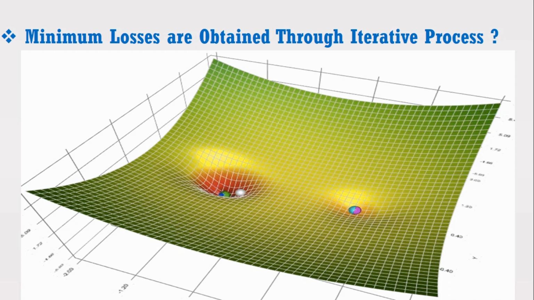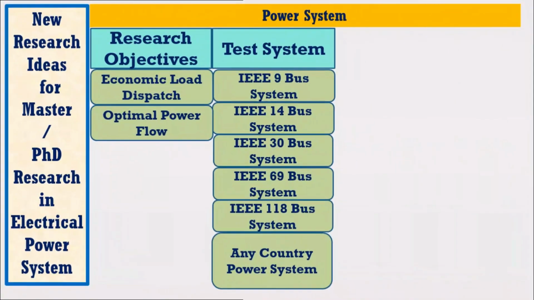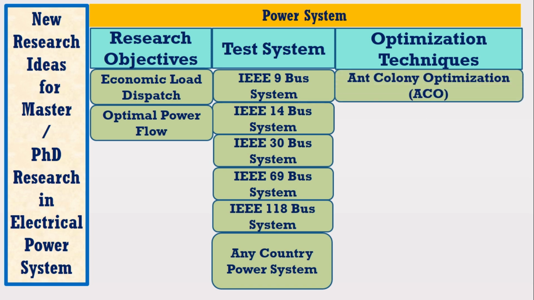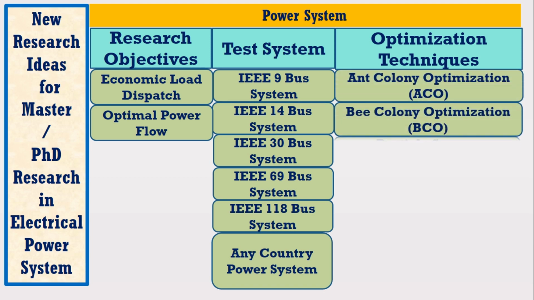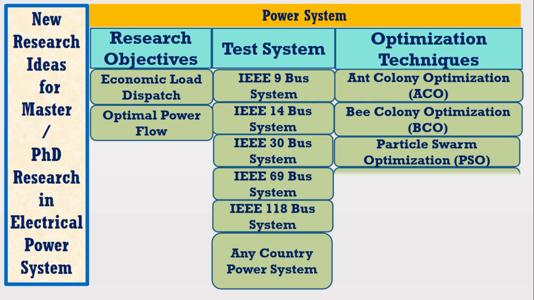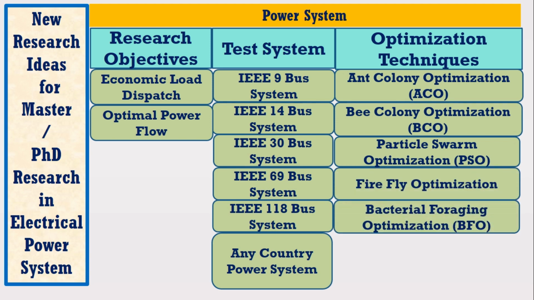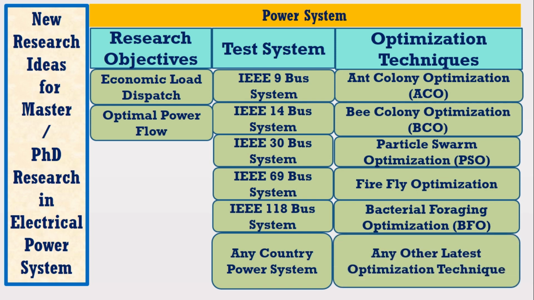For this purpose, several optimization techniques are available that can be used, such as ant colony optimization, bee colony optimization, particle swarm optimization, firefly optimization, bacterial foraging optimization, or any other latest optimization technique.